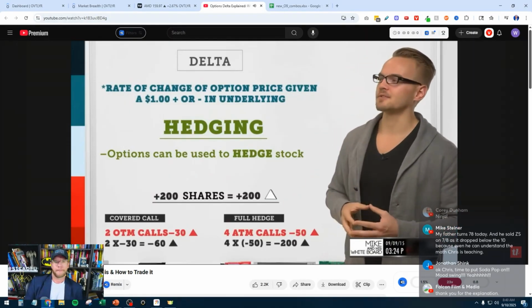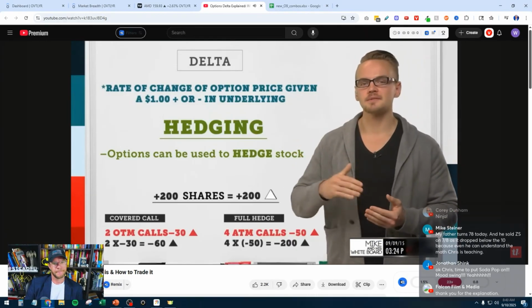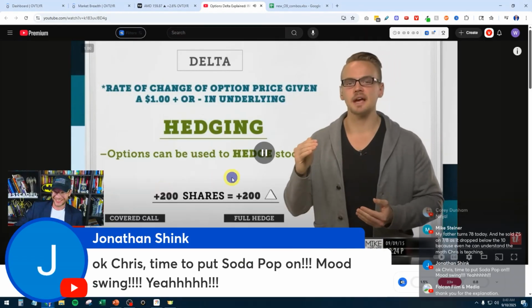So if I'm looking at a full hedge of these shares, let's say I'm happy with what's going on, or maybe I've seen a pretty big spike up in the underlying, and I just want to fully hedge that position.